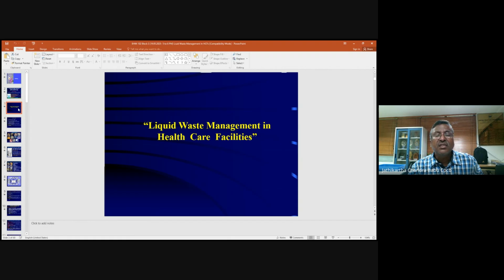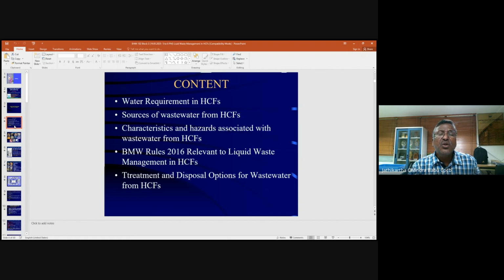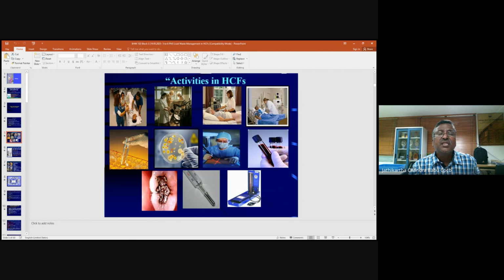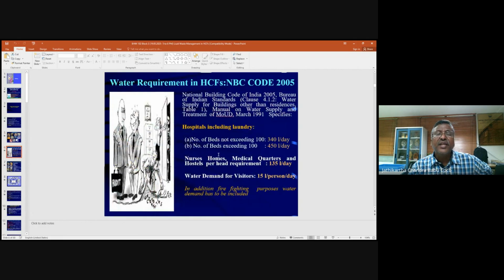This is also a science, how to treat wastewater. You all know these are the various activities, the diagnosis and treatment of patients, where you are going to generate liquid waste, wastewater, from housekeeping and all. In the process of treatment of waste using an autoclave, you are also going to generate some wastewater. Therefore, liquid waste generated from the hospital requires treatment.